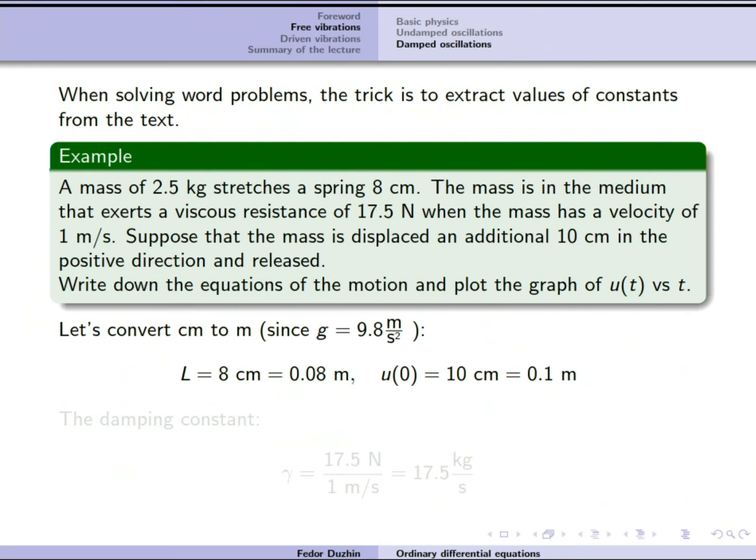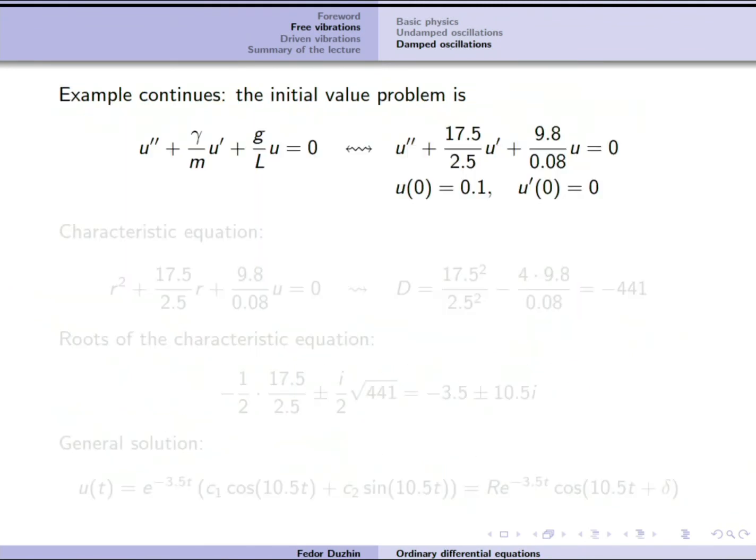So then, what is the damping constant? So to say that viscous resistance of 17.5 when the mass has a velocity of 1 meters per second, this really just means that the gamma here is the ratio of the two. Right? So that's our damping constant. And then we just need to put it all together into the equation. Right? So here is the initial value problem. These are our specific numbers. So that's gamma, that's m, that's gravitational acceleration, that's the initial displacement.